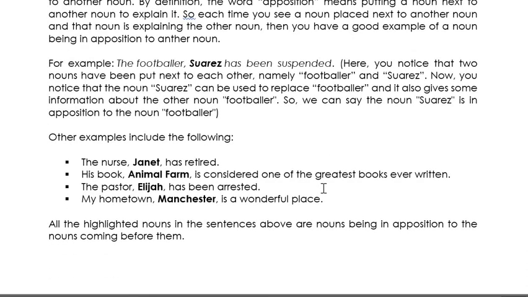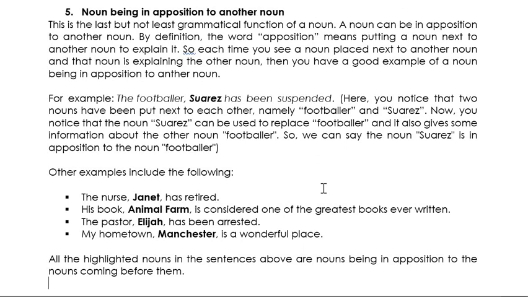So all these are the functions of a noun. As a recap, let's look at all six functions again. Number one, a noun functions as the subject of a verb. Two, a noun functions as the object of a verb. Three, a noun functions as the indirect object of a verb. Four, a noun functions as a subject complement or a predicate nominative. Five, a noun functions as the object of a preposition. And lastly, a noun functions as an apposition to another noun.